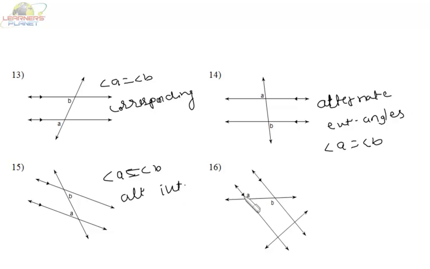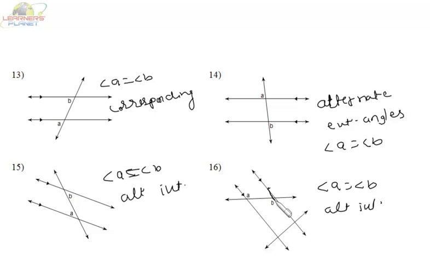Okay, here we see these two lines are parallel and this is the line which is intersecting both of them. So angle A and angle B are on the opposite side of the transversal. Do not get confused by the shape of the lines. Here angle A and angle B are on the opposite side of the transversal and they are inside the parallel lines. So further, angle A will be equal to angle B and they are alternate interior angles.